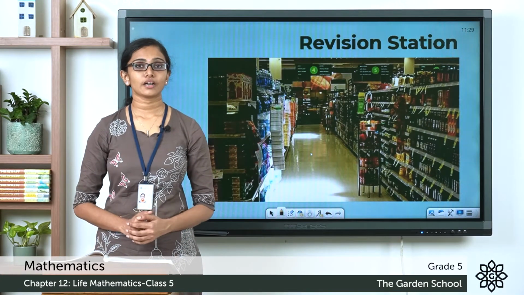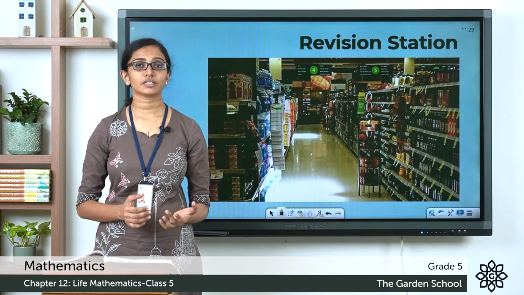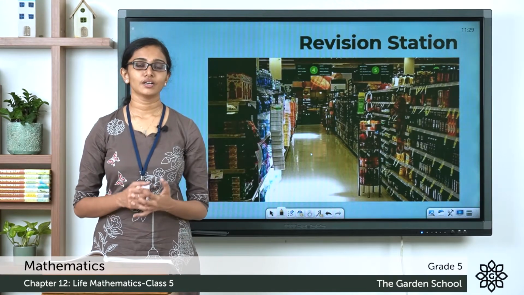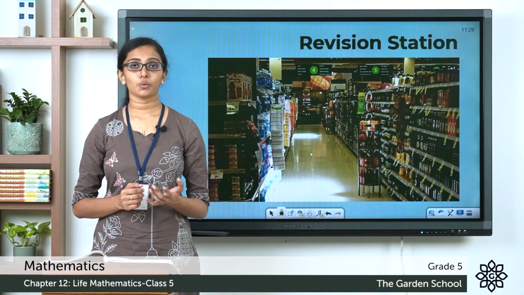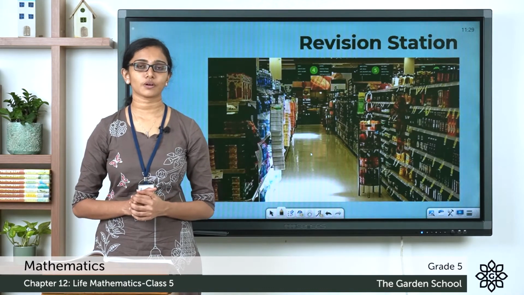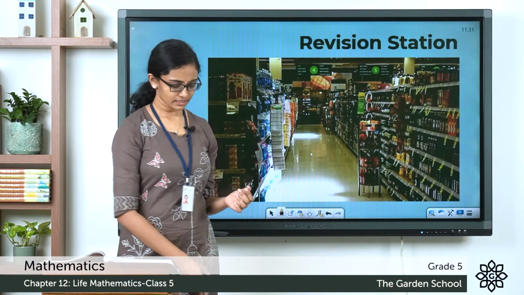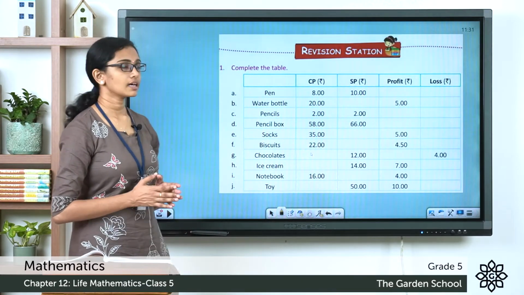So we have come to the end of chapter 12. So we'll see the questions from the revision station today. All of you please turn to page number 189 in your textbook. So let's see the first question. Question number 1. Complete the table.